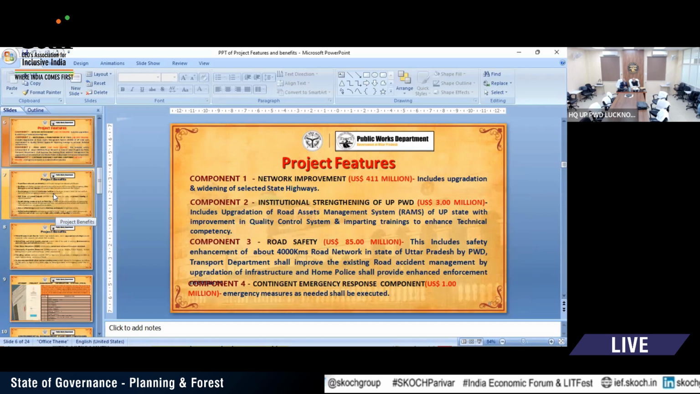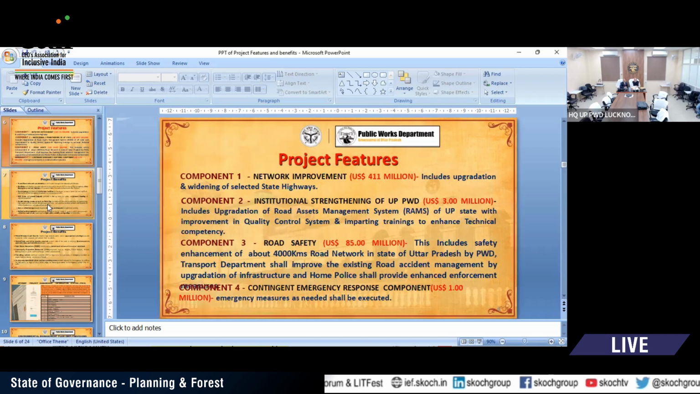In this, not only PWD, but the transport department as well as home and police also have a role to play. And the World Bank is assisting all 3 departments, PWD, transport department, and home and police, to improve road safety, because road safety is a very important feature, and UP is one of the top states in accidents. So we target to reduce accidents by 50% by 2030, and this project will pave the way for this target. And apart from that, a contingent emergency response component is also there, in which anything not covered in the project can be taken care of. Next.